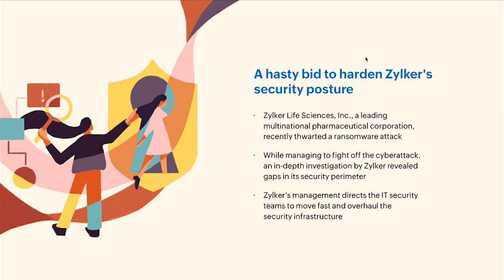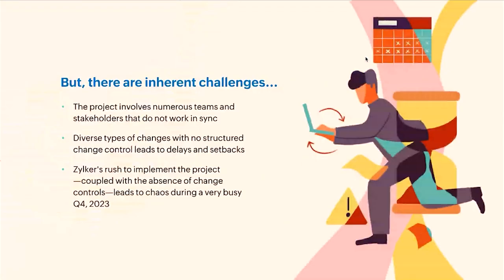Recently, they successfully thwarted a ransom attack. While they managed to fend off the cyber attack, their internal investigation uncovered vulnerabilities in their security perimeter that could have been exploited. In response, Zilker's management acted swiftly, instructing their IT security teams to overhaul the security infrastructure to prevent future breaches. But there are challenges that we need to acknowledge.